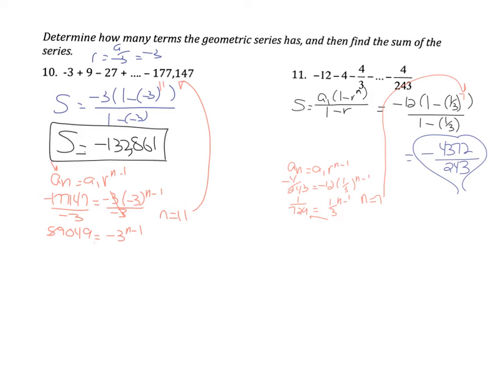10 and 11, the difference is now you don't know the N. You don't know how many numbers there are. So start off doing what you do know. You do know the first term. You can figure out R.